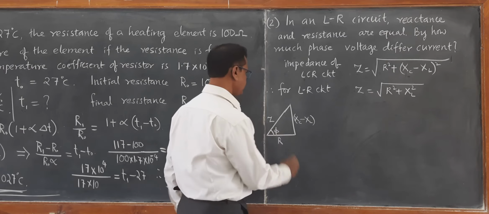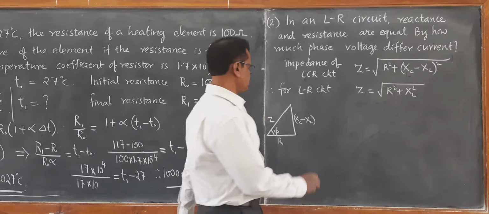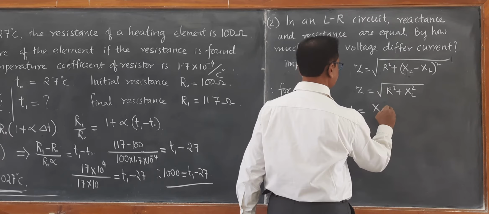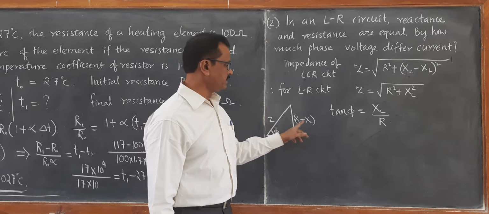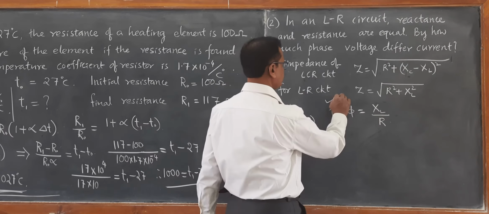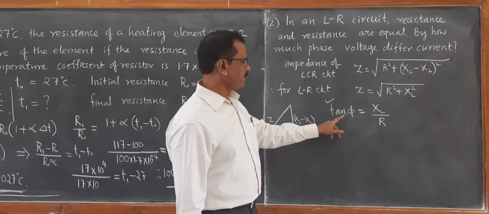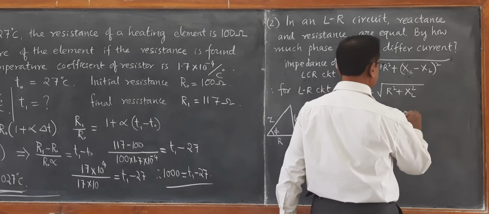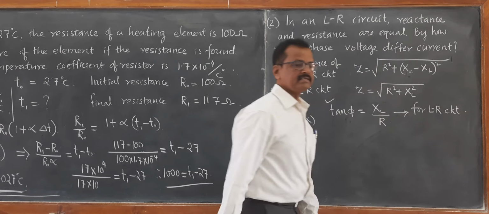Now the angle between the impedance and the resistance is the phase angle phi. So from this, tan phi is equal to XC minus XL by R. But since there is no capacitive reactance, you get XL by R. So from the problem, we can write directly for an LR AC circuit, the phase relation is given by tan phi is equal to XL by R.